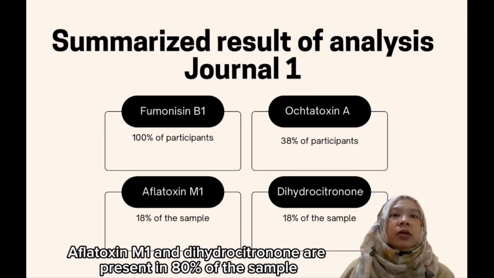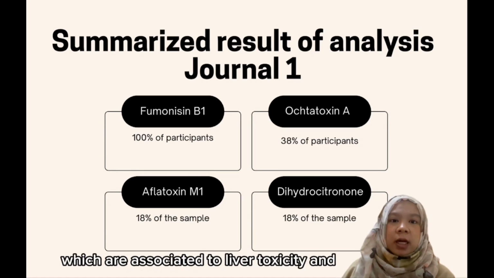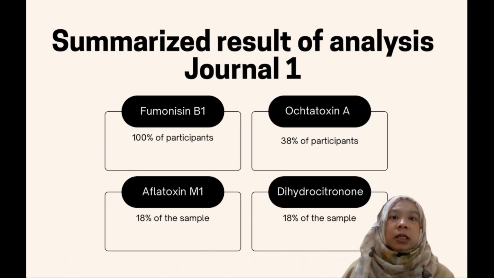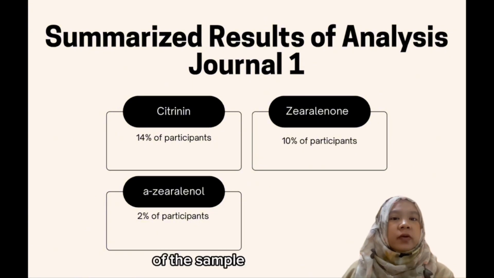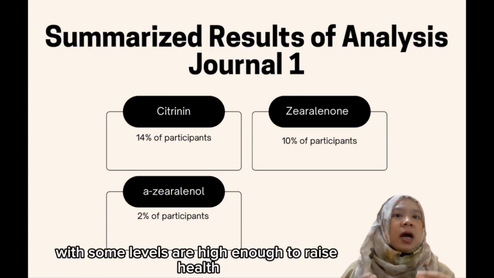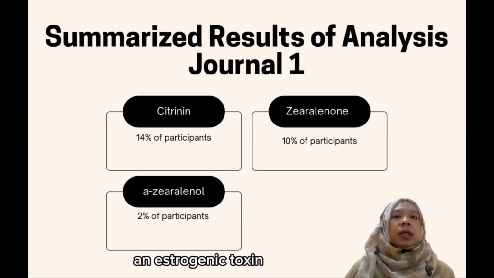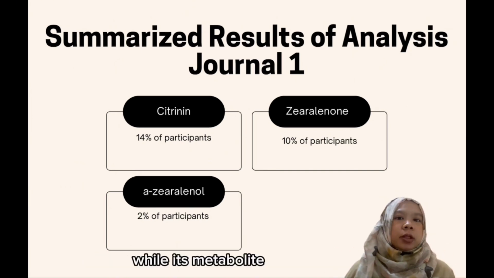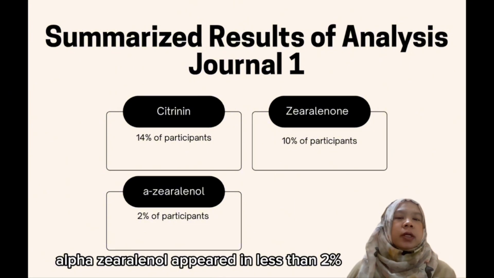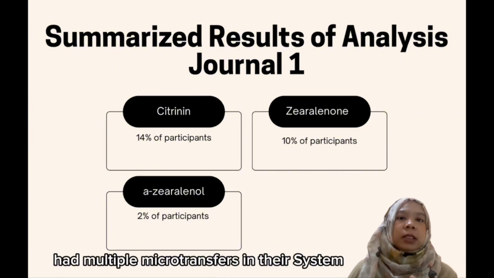Aflatoxin M1 and dihydrocitrinone are present in 80% of the samples, showing exposure to aflatoxin and citrinin, which are associated with liver toxicity and kidney damage. Citrinin itself was found in 40% of the samples, with some levels high enough to raise health concerns. Zearalenone and another toxin were present in 10% of participants, while its metabolite, alpha-zearalenol, appeared in less than 2%. This revealed that many individuals had multiple mycotoxins in their system.